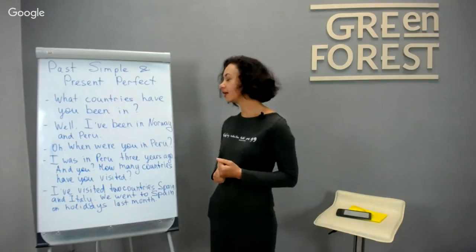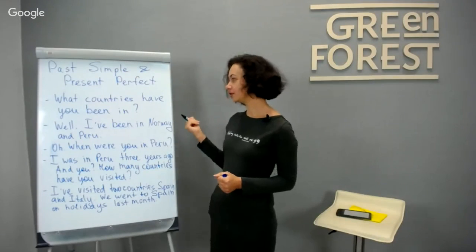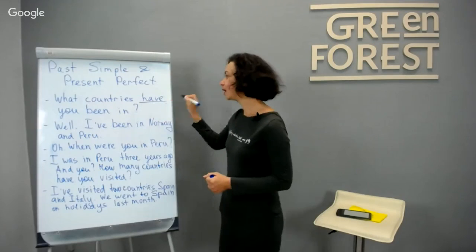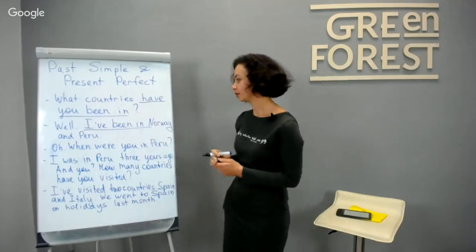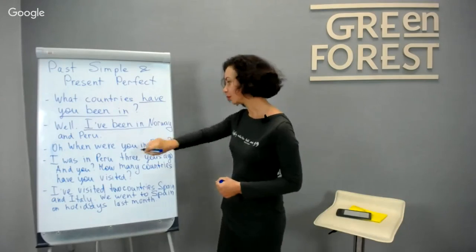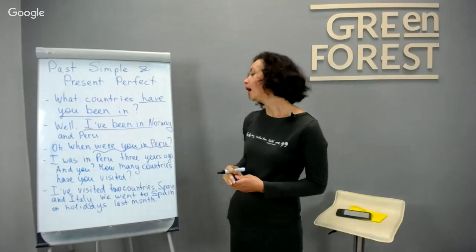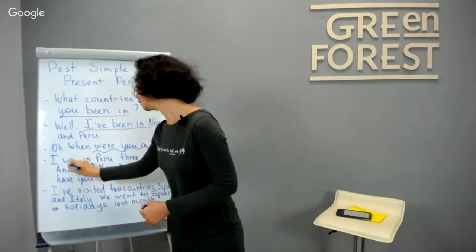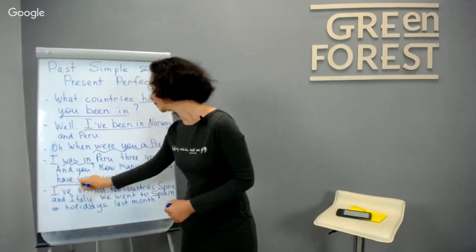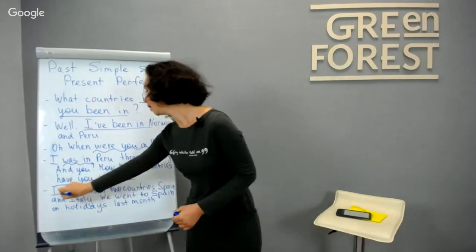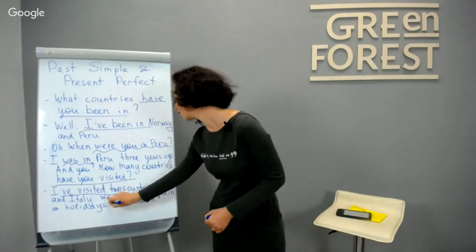So this dialogue contains 2 tenses, as you can see, the ones that we are discussing today. What countries have you been in? This is present perfect. We will underline it. I have been in Norway. This is also present perfect. When were you in Peru? This is going to be past simple. I was in Peru 3 years ago. This is also past simple we have here. And you, how many countries have you visited? Present perfect. I have visited 2 countries, present perfect as well, and we went to Spain. This is going to be past simple.